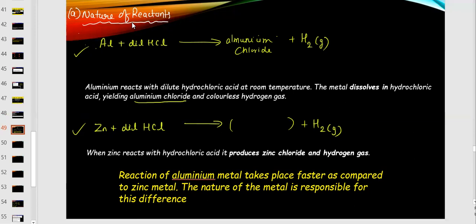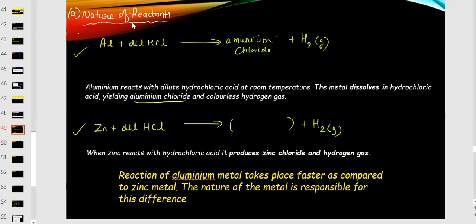So the nature of the metal is responsible for this difference. If you are taking aluminum, you are going to get aluminum chloride. If you are taking zinc, then you are going to get zinc chloride. But all other things are the same. Here also you are getting hydrogen gas extra. Here also you are getting hydrogen gas as a product.